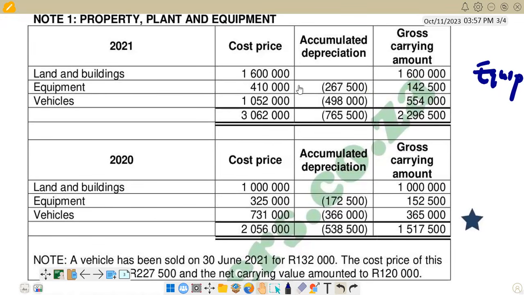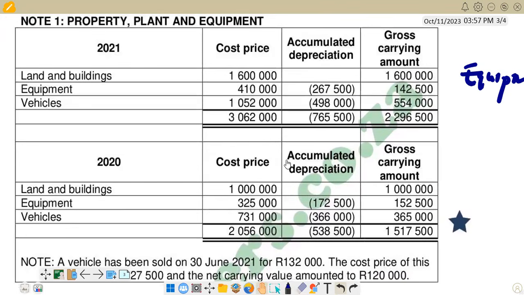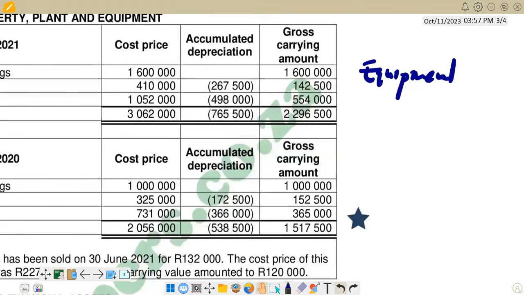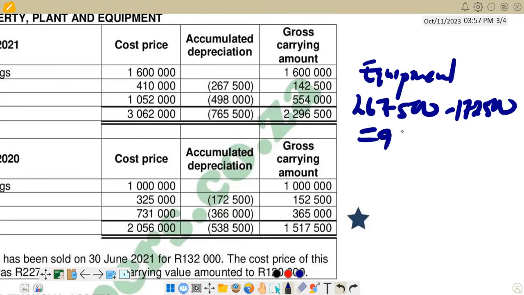In 2021, it was 267,500. Then we subtract for 2020, which is 172,500. Then we find the depreciation for equipment. So we are going to say 267. So this calculation applies only when there's no purchase or disposal of that non-current asset. Then you subtract 172. Right. So when you calculate that, you get 95,000. So this is depreciation for the year for equipment.